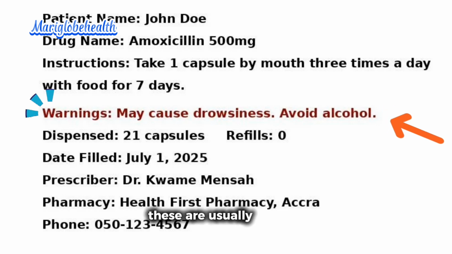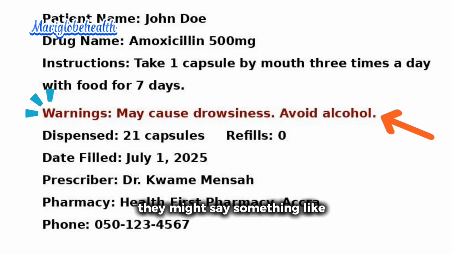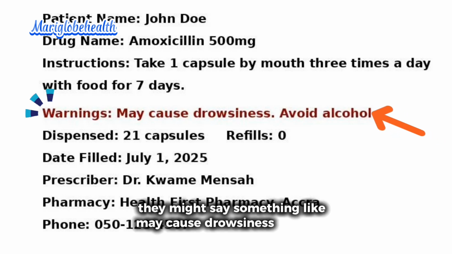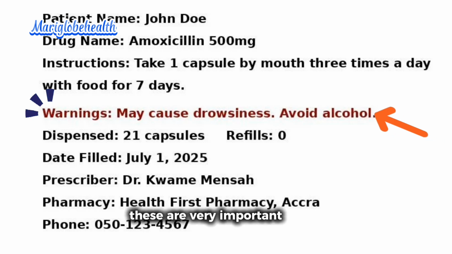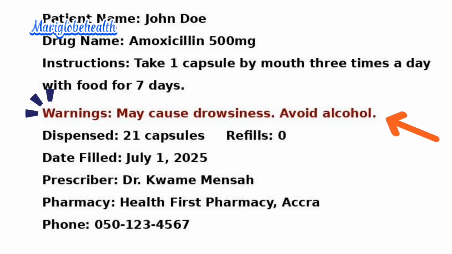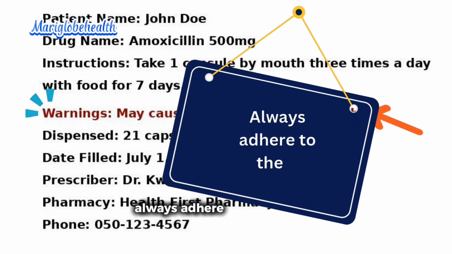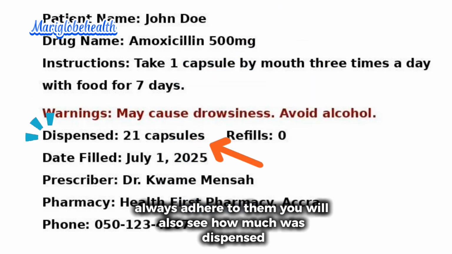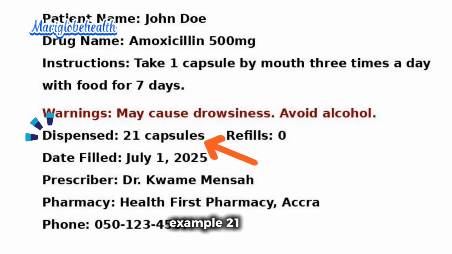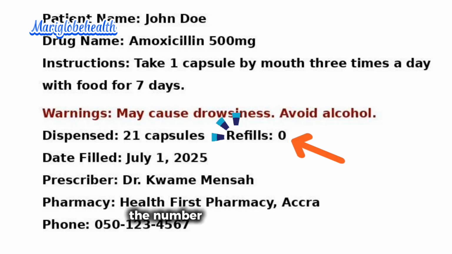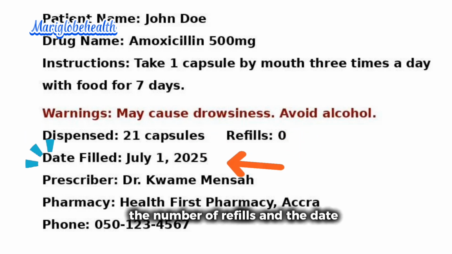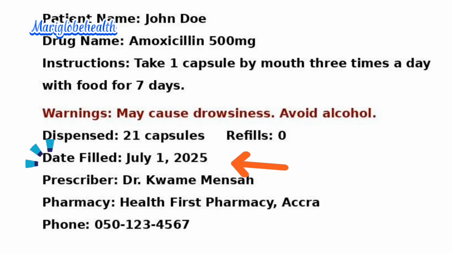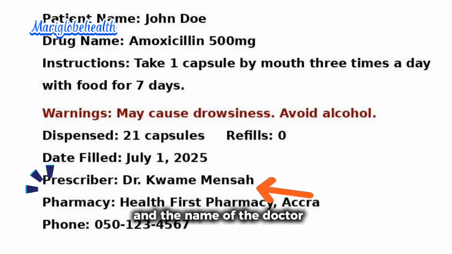Look for the warning section. These are usually in bold or colored print. They might say something like may cause drowsiness or avoid alcohol. These are very important for your safety. Always adhere to them. You will also see how much was dispensed. Example 21 capsules, the number of refills, and the date it was filled, and the name of the doctor and the pharmacy.